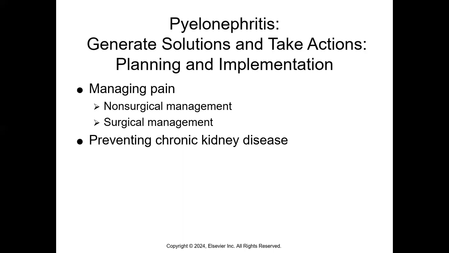So surgical interventions include a pyelolithotomy. Pyelolithotomy is where we remove the stone from the kidney. And so a nephrotomy is where we're making an incision into the kidney. A nephrectomy is where we remove a kidney.